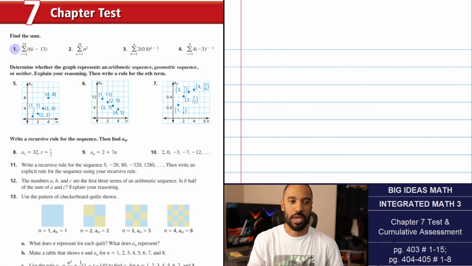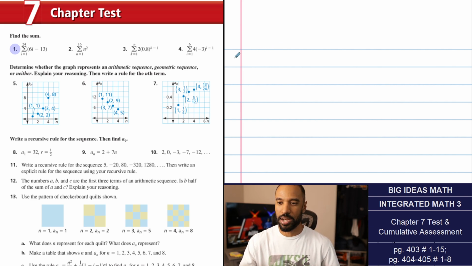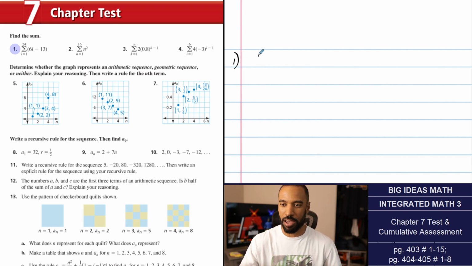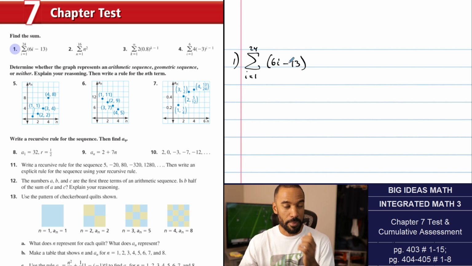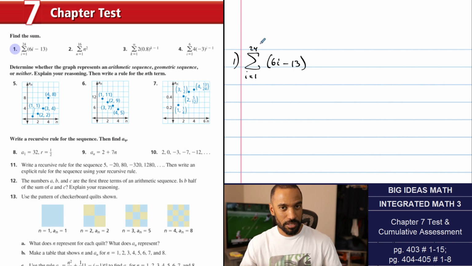We are going to begin with numbers 1 through 4, where they ask you to find the sum. Now, I couldn't tell you straight up which section each would be derived from. Anything could be, ideally, from 7-1 to 7-4. The first one has terms 1 to 24 of 6i minus 13. This is an arithmetic sequence, so I'm going to use the arithmetic series sum formula. There are 24 terms involved.